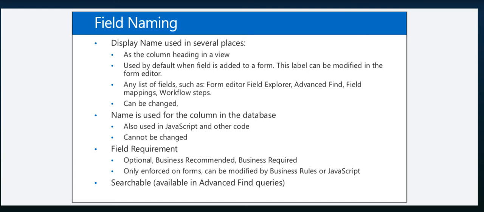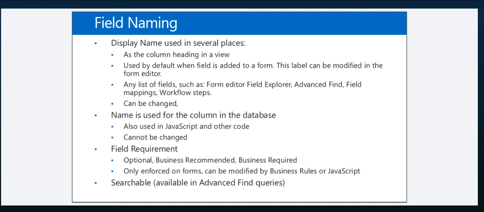So if you have a typo in there, too bad, you can't change it. There are some different settings for the field requirements that you can set. Optional basically means you can populate it or not. Business recommended means the exact same thing. You don't have to populate it, but it'll have a little blue dot next to the field to indicate that you should probably put some information in it, but it's not required. However, business required means that you have to populate this field in order to save the form. Otherwise, you cannot create new records unless that field is populated.